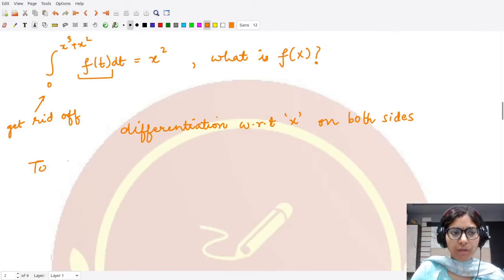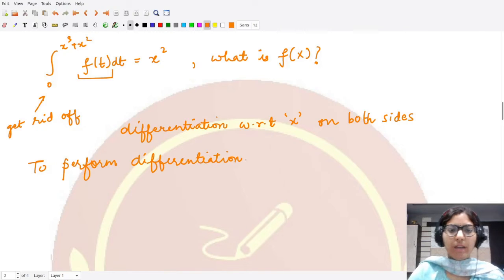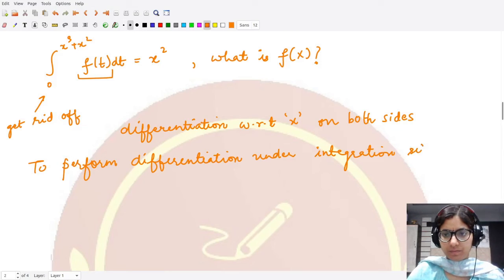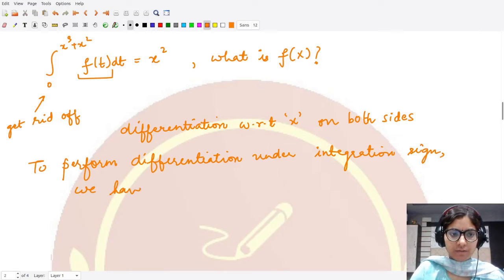To perform the differentiation under the integration sign, we have a result which is known as the Leibniz rule. We have the Leibniz rule. So let me write it down and explain what that rule is.